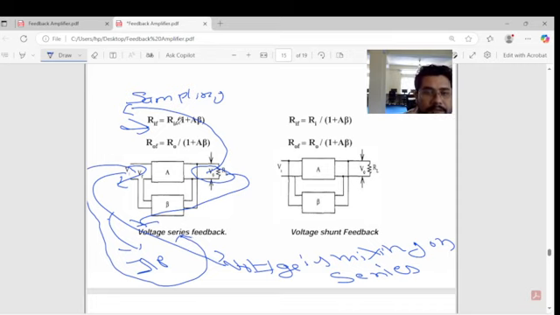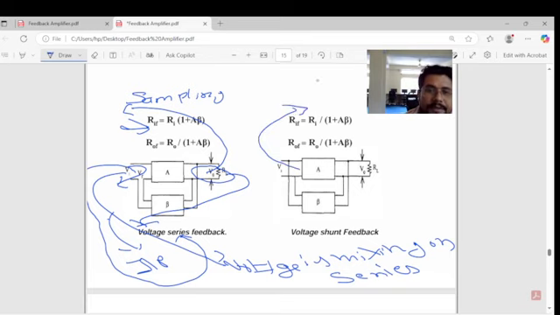In voltage shunt, the input current is increased by a factor of 1 plus A beta, and the output current is reduced to R0 divided by 1 plus A beta times. Here we can see this is the voltage series and this is the voltage shunt. How will we write this in a voltage level?